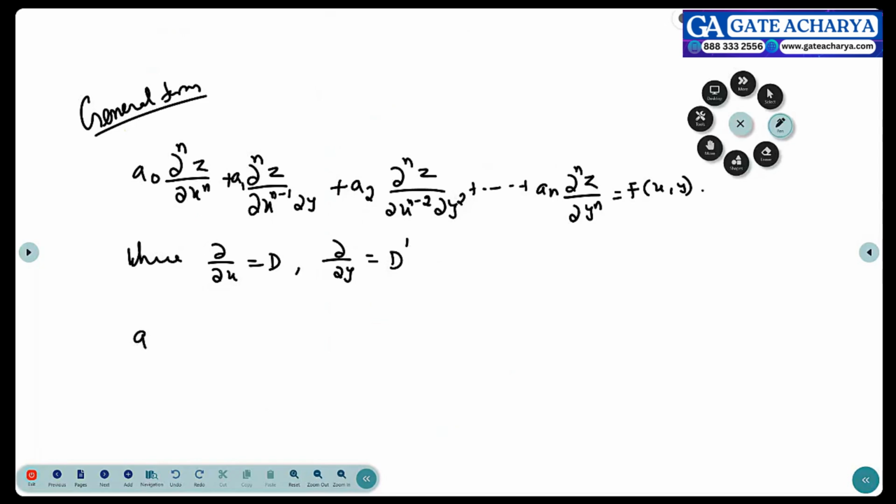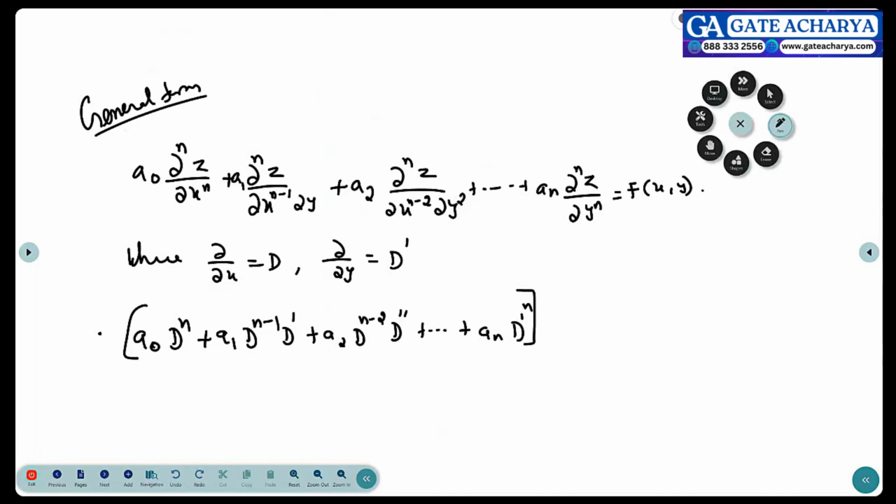So this can be written as a naught D power n plus a1 D power n minus 1 into D dash plus a2 D power n minus 2 into D double dash plus etcetera plus an D dash the whole power n of z is equal to f of x comma y.